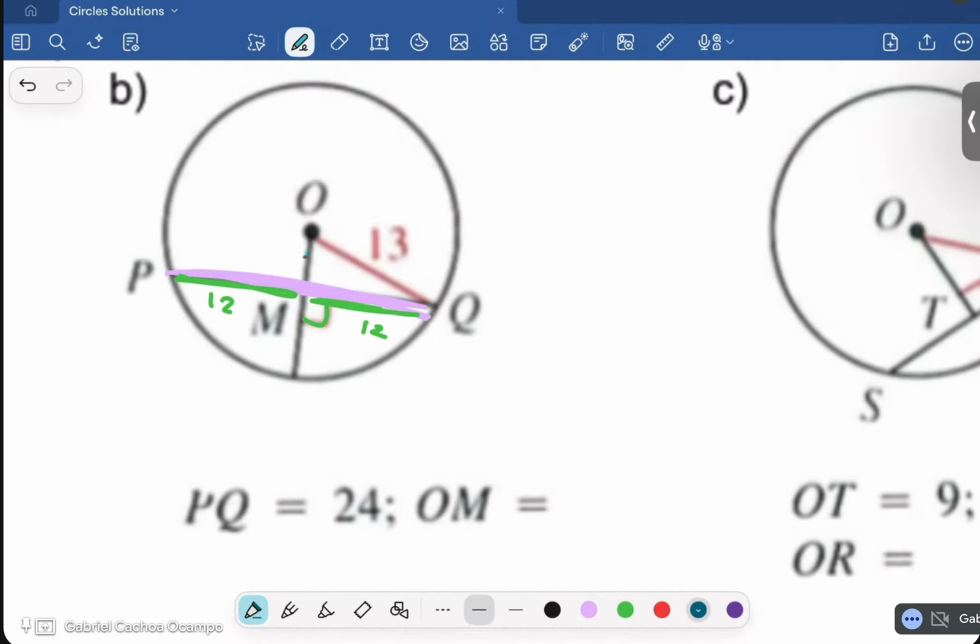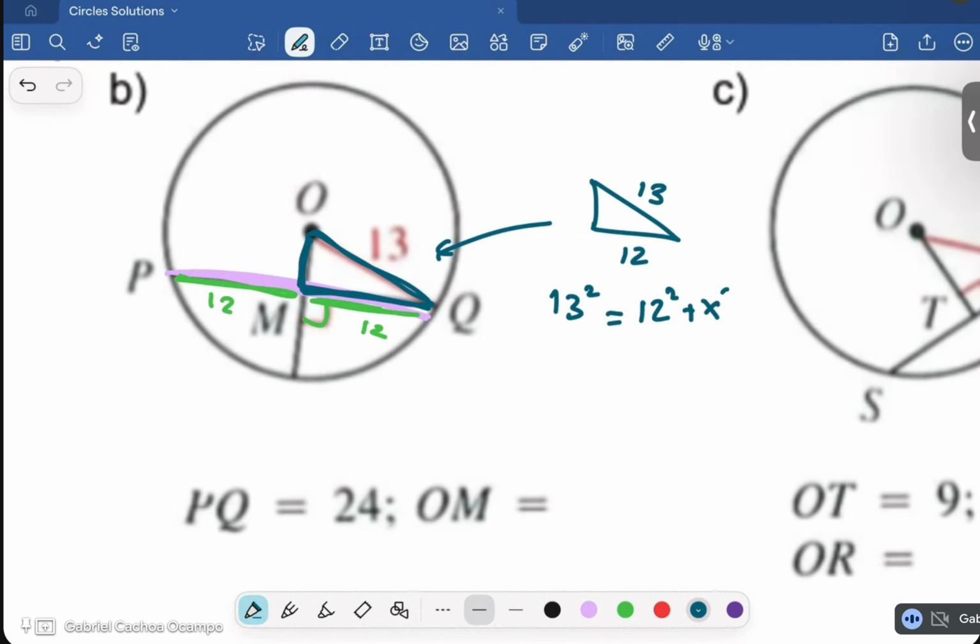Now I have a right triangle in here, with sides 13 and 12. I need to use Pythagoras theorem, so that is 13 squared equals 12 squared plus x squared. That is, 169 equals 144 plus x squared. I subtracted, that is 25 equals x squared. So 5 equals x. That is, this little part measures 5.